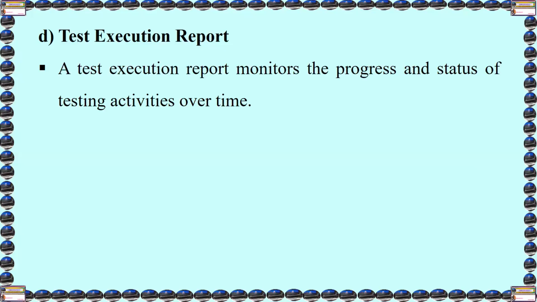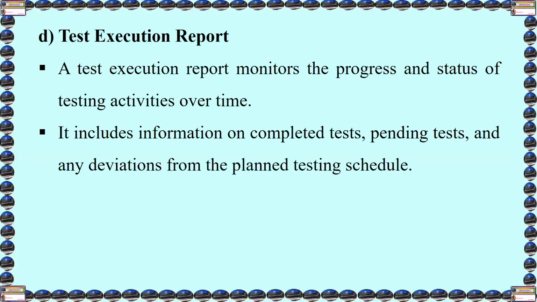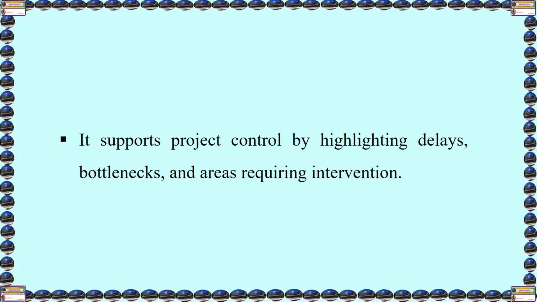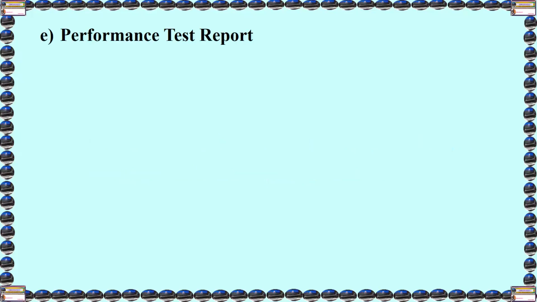Number four is the test execution report. A test execution report monitors the progress and status of testing activities over time. It includes information on completed tests, pending tests, and any deviations from the planned testing schedule. This report is particularly useful for project managers and team leaders as it provides insights into testing efficiency, resource utilization, and adherence to timelines. It supports project control by highlighting delays, bottlenecks, and areas requiring intervention. Number five is the performance test report.